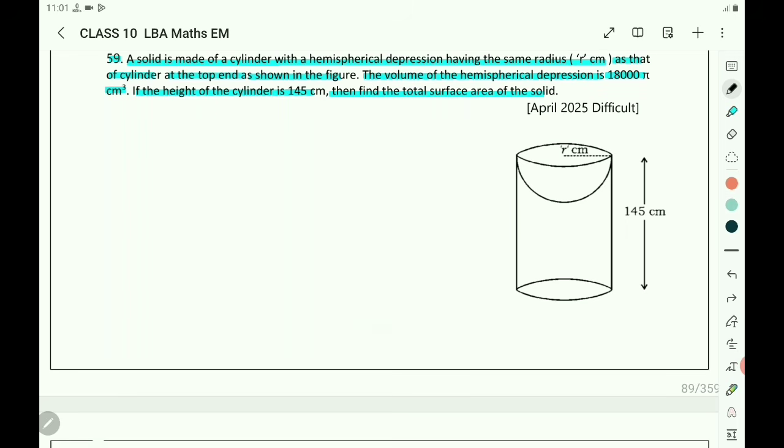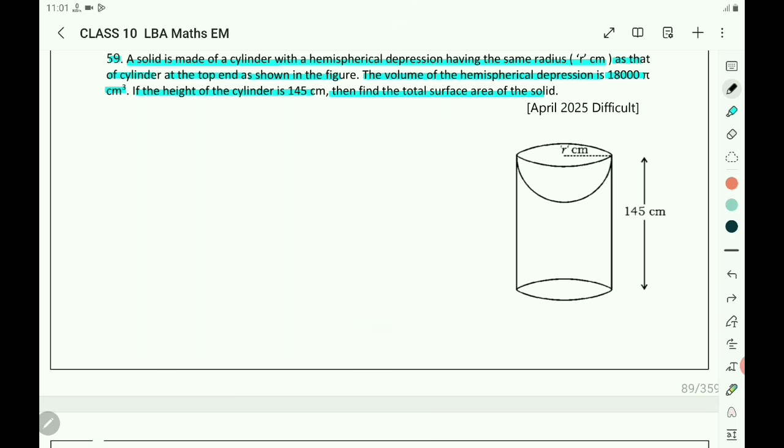Total surface area of the solid is equals to what? Here the CSA of the cylindrical portion plus area of the circular base and CSA of the hemispherical portion. Inside we have to not forget the hemispherical portion area. So we have to add that hemispherical portion area to find the total surface area of the solid.